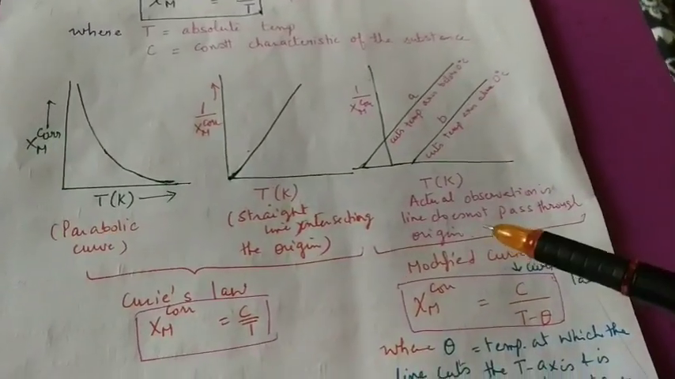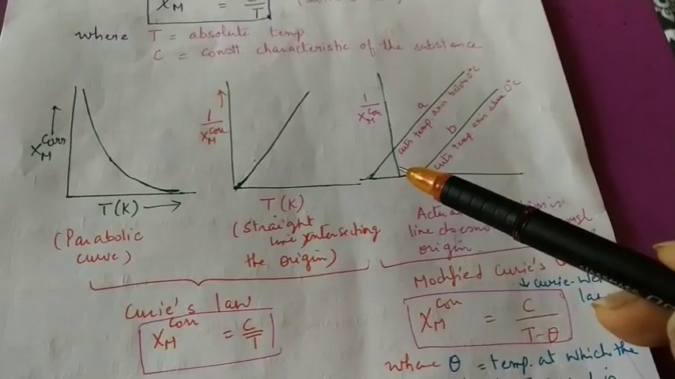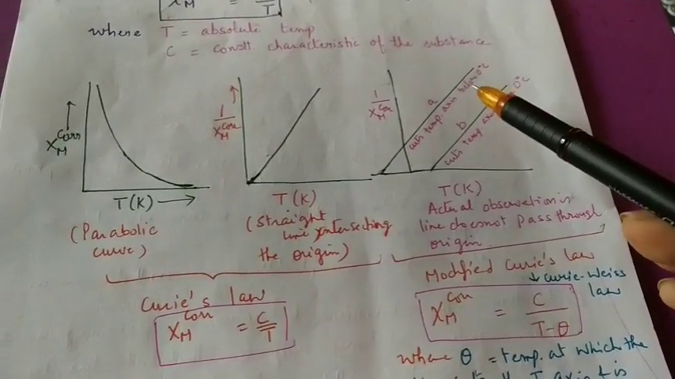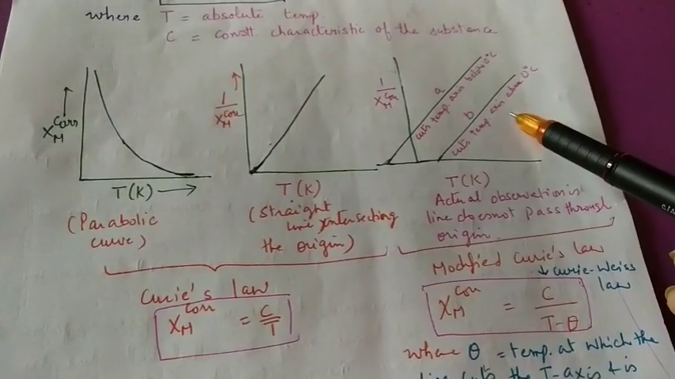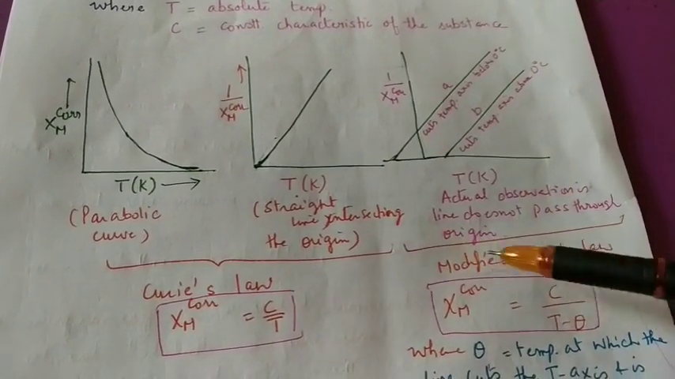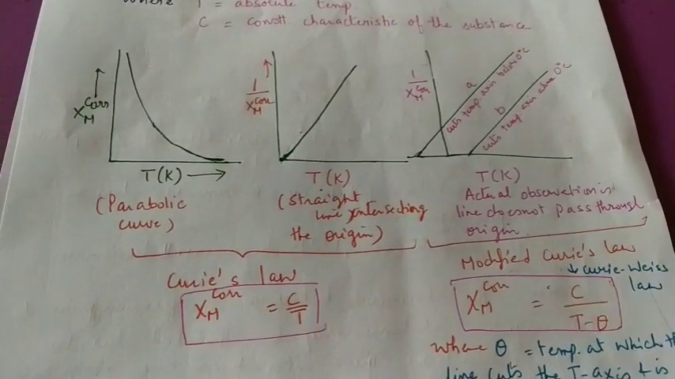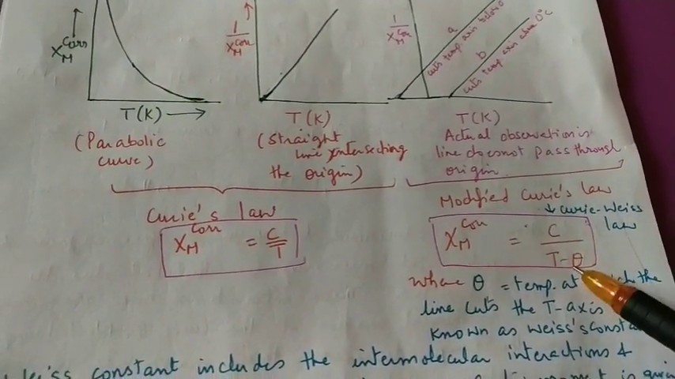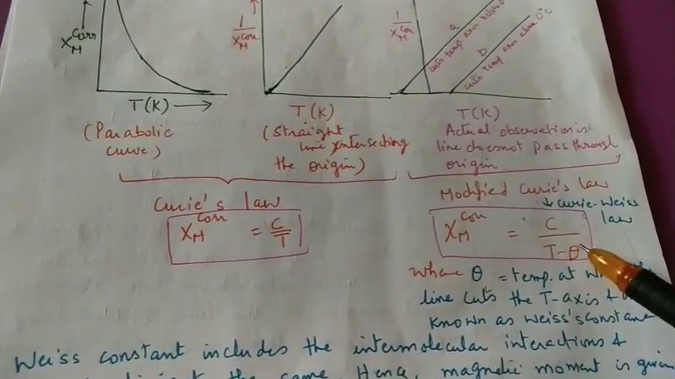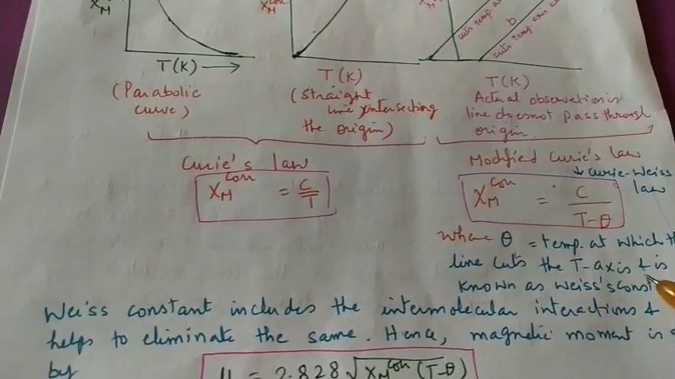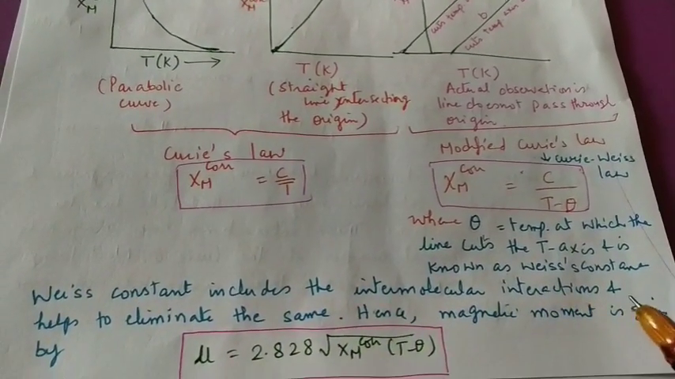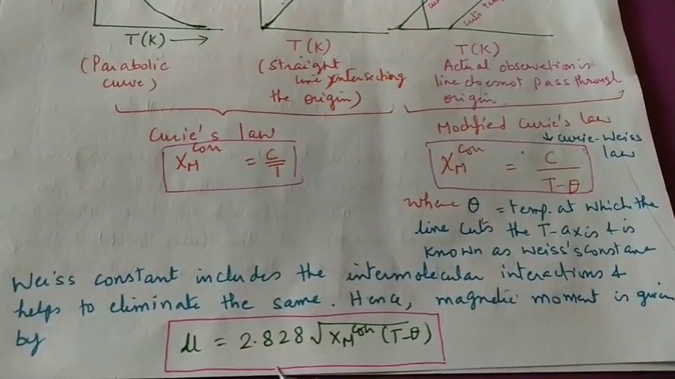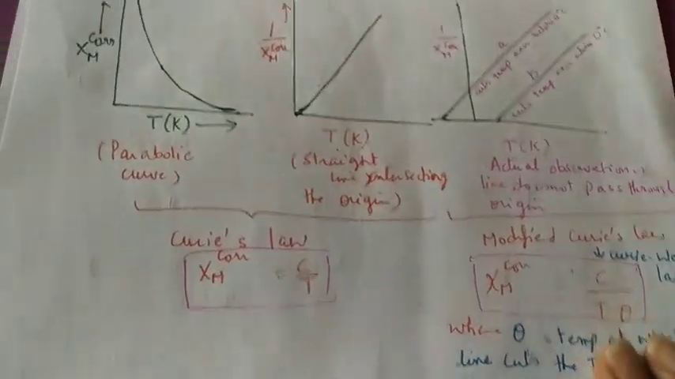But actually what happens is the lines are not intersecting. It is found that the line does not pass through the origin. It cuts the temperature axis below 0 degree centigrade or above 0 degree centigrade. So that means this is not obeying Curie's law. There is some need of a modified Curie's law, which is called the Curie-Weiss law. So we incorporate here theta. So it is C by T minus theta. Theta is also called the Weiss constant. It is the temperature at which the lines cut the T-axis. And the Weiss constant includes the intermolecular interactions, so that helps to eliminate the same. Hence, magnetic moment is now given by 2.828 root of chi M corrected into T minus theta.